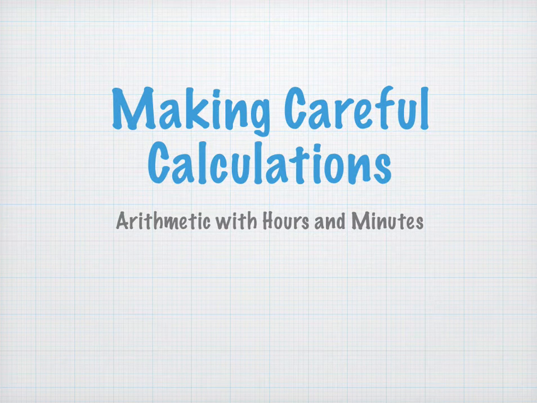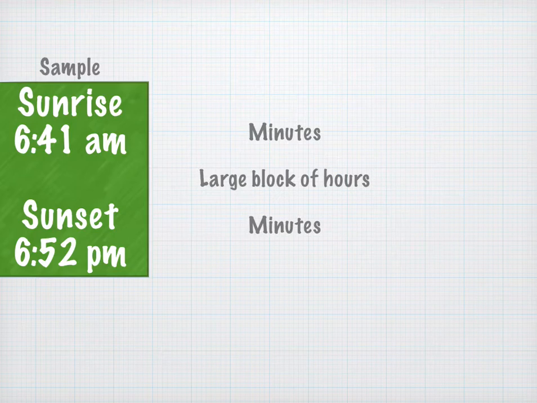So, making careful calculations. Here we're going to do a little bit of arithmetic with hours and minutes, so just be careful with your numbers. Here's an example pair of sunrise and sunset times from 6:41 a.m. to 6:52 p.m. What we're going to do is separate this out into minutes, which is a fraction of an hour, then the large block of hours in the middle, and then the minutes, which is a fraction of an hour at the end. And then we'll try to combine all three of these.